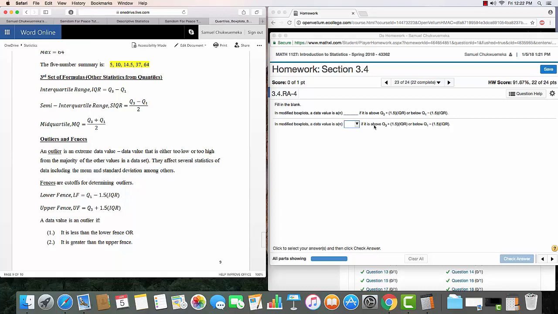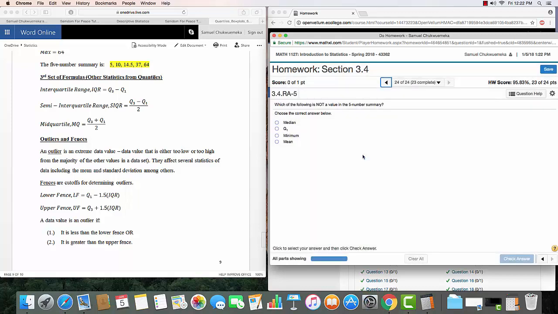So this is the upper fence here: the third quartile plus 1.5 times the interquartile range. And this is the lower fence: the first quartile minus 1.5 times the interquartile range. So this is an outlier.